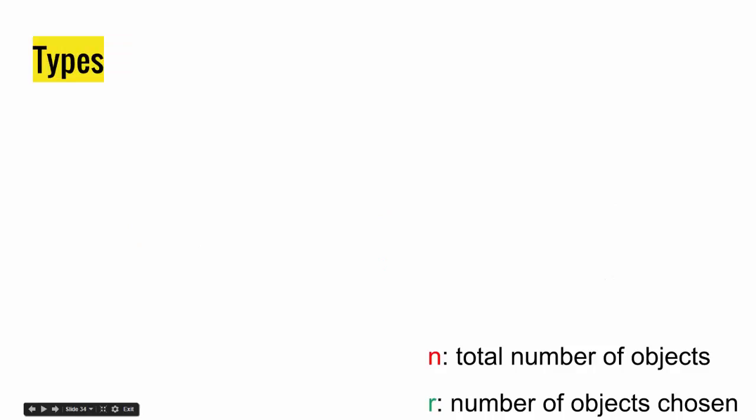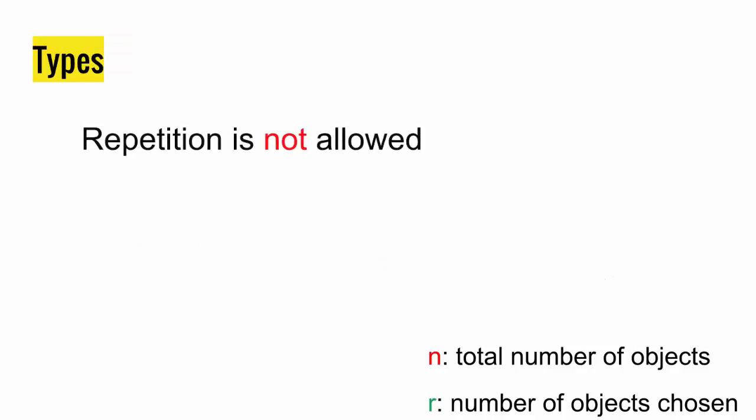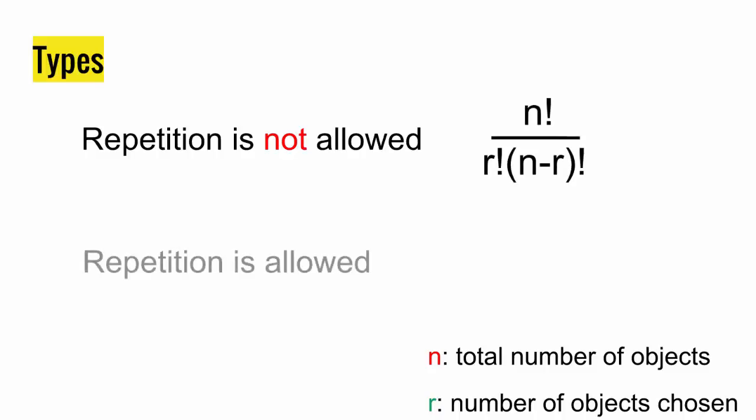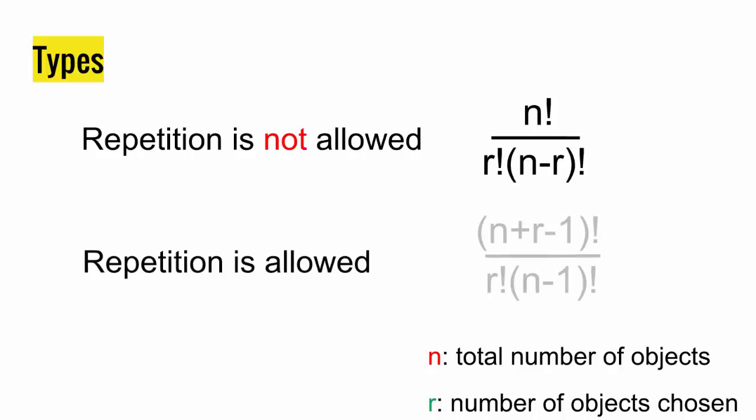So we have two types of combinations. Either we have a combination where repetition is not allowed, and the rule for it is n factorial over r factorial times n minus r factorial, or where repetition is allowed, and the rule for it is n plus r minus 1 factorial over r factorial times n minus 1 factorial. So these are the two types of combination. One of them is where repetition is not allowed, and the other one is where repetition is allowed.